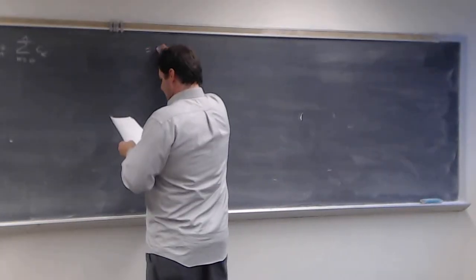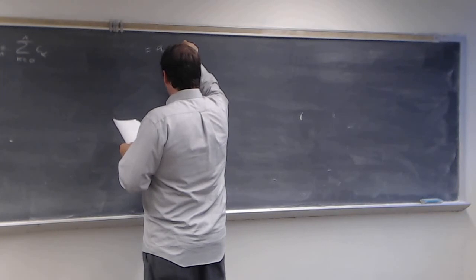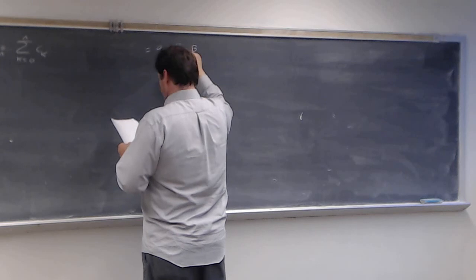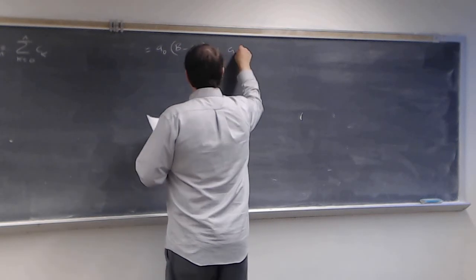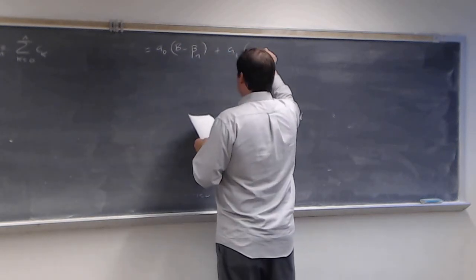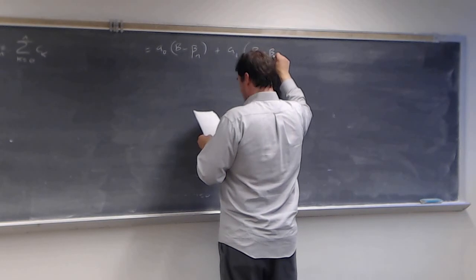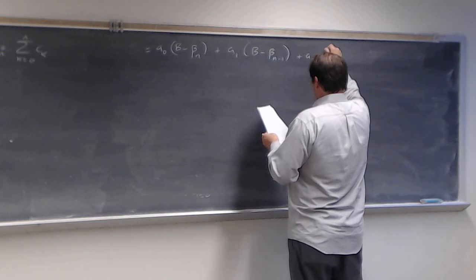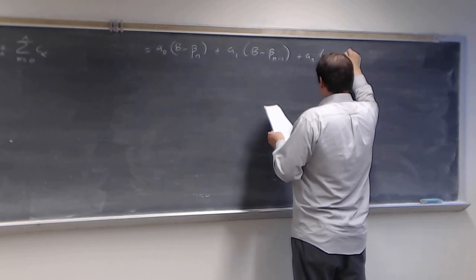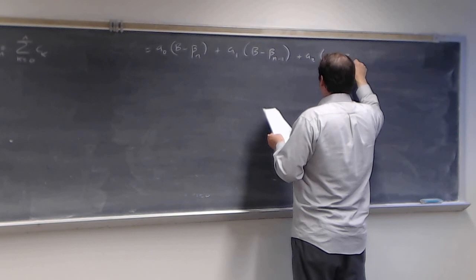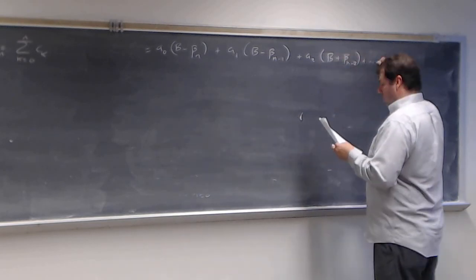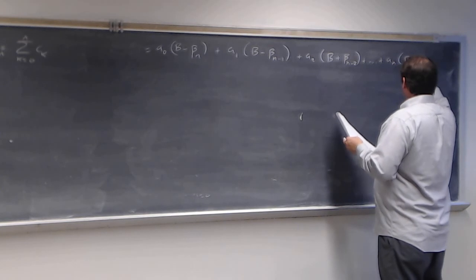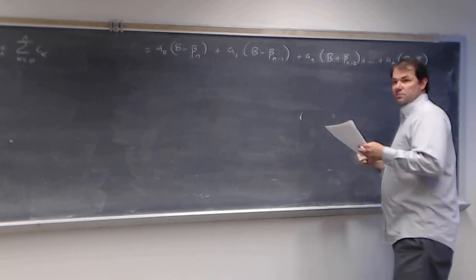That's going to be equal to a sub 0 with the big B sub n written down as big B minus beta sub n, plus a sub 1 times big B minus beta sub n minus 1, plus a sub 2 times big B minus beta sub n minus 2, plus all the way up to a sub n times B minus beta sub naught. Okay, that's what we got.